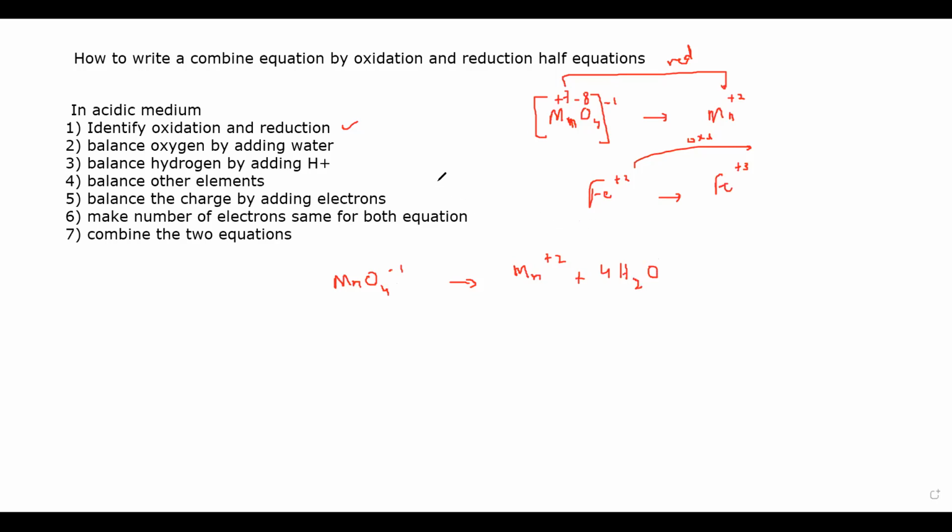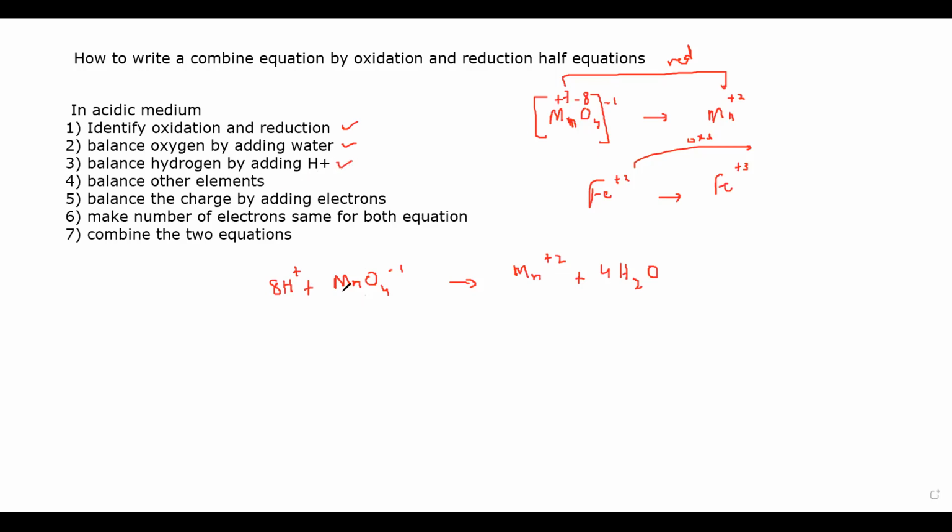5 minutes left for this session. So this example I will quickly go through, and I will give another example in the next session. So oxygen is 4, so we add 4 water molecules. That is done. What about hydrogen? There are 8 hydrogen on the right hand side, so I need 8 hydrogen. To balance hydrogen, we add protons. So how many protons should I add? I should add 8 protons on the left hand side. So hydrogen is also balanced.